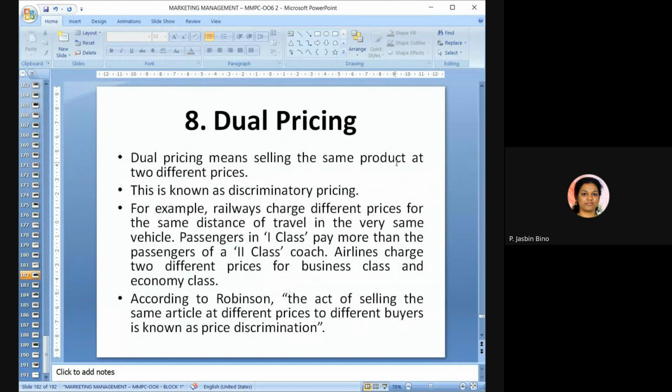Next one is dual pricing, which means selling the same product at two different prices. We also call that discriminatory pricing. Normally railway companies charge different prices for different classes on the same vehicle. For example, passengers in first class have to pay more than passengers in the second class coach. Similarly in airlines also. According to Robinson, the act of selling the same article at different prices to different buyers is known as price discrimination. So dual pricing is also known as discriminatory pricing.